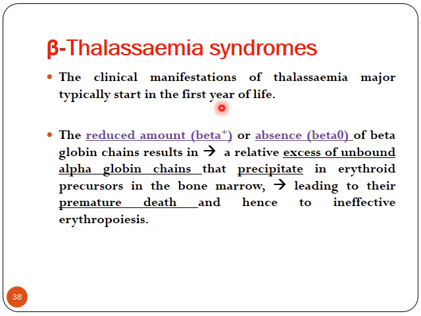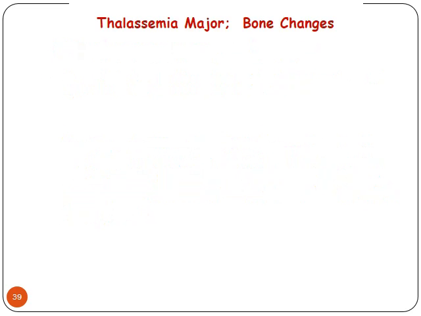Regarding the clinical manifestation of thalassemia major, it typically starts within the first year of life. With reduced or absent beta chain, there is a relative excess of unbound alpha globin chains that precipitate in erythroid precursors in the bone marrow, leading to their premature death and then ineffective hematopoiesis.